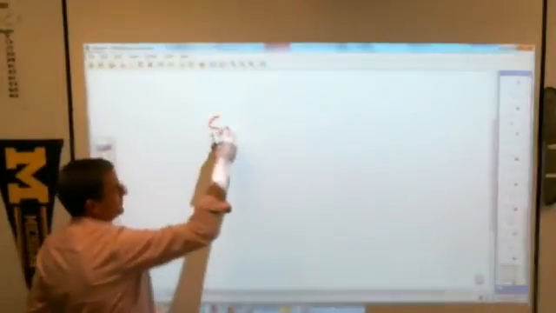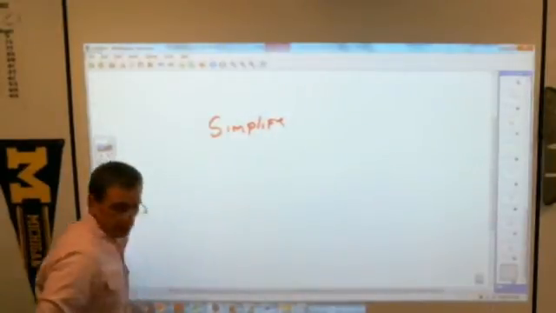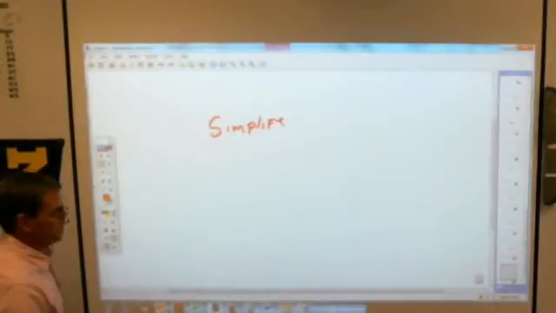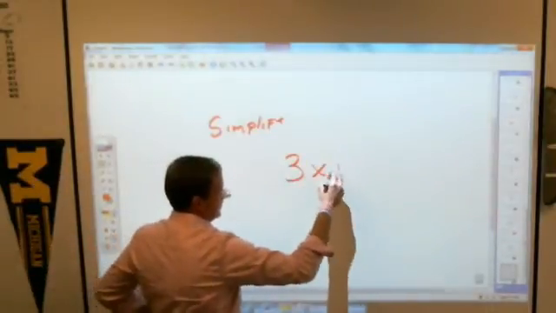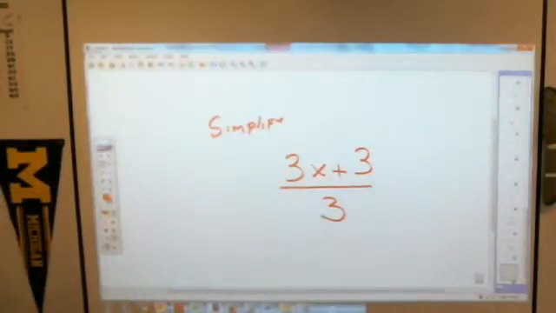If you come up with a problem, and the directions are just to simplify, and you end up with this, 3x plus 3 over 3, and I'm asked to simplify that, any guesses to what that simplified is? 3x. It is not 3x. X plus 3. It is not x plus 3. Come on, anybody?